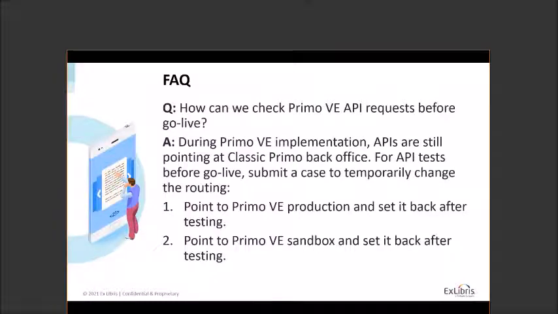How can we check a Primo VE API request before go live? Usually you want to test your code change before you go live. So you should submit a ticket to support or email us regarding changing the routing temporarily. We can do one of two things. First, we can change the routing temporarily for your testing to point to Primo VE production instead of classic Primo. You could do your test and then we will set it back. Or we can change the routing to point to your Primo VE sandbox. You can do your testing and then we will set it back.